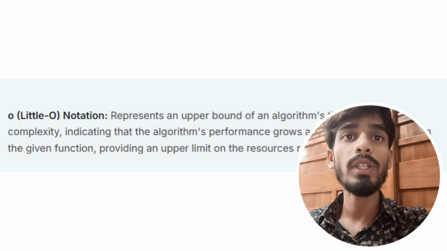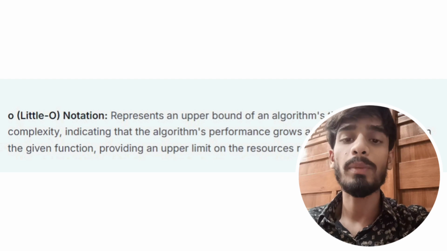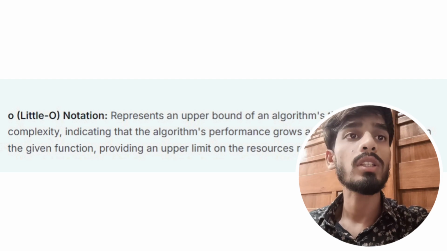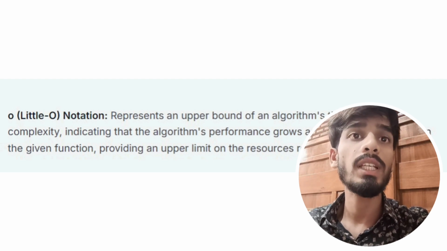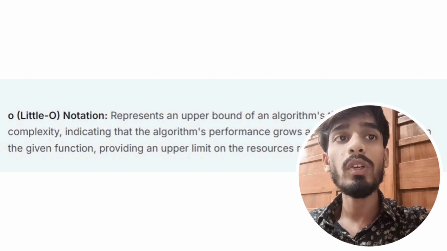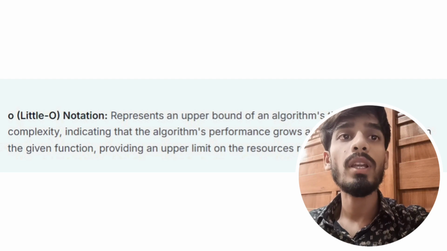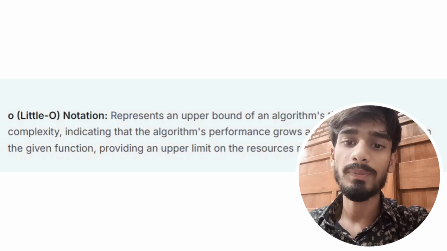Next important point is little o notation. What is little o notation? It represents an upper bound of an algorithm's time or space complexity, indicating that the algorithm's performance grows asymptotically slower than the given function, providing an upper limit on the resources required.